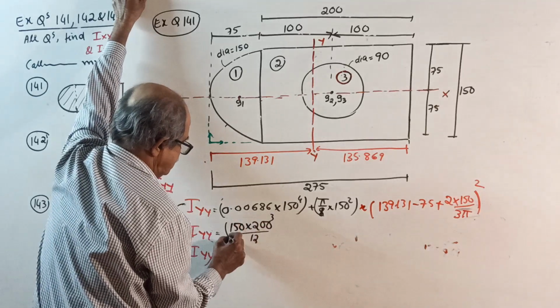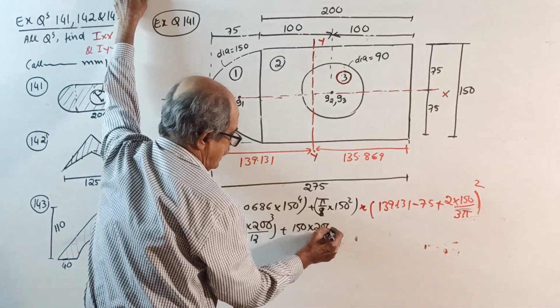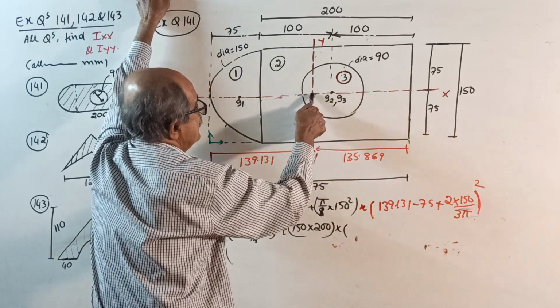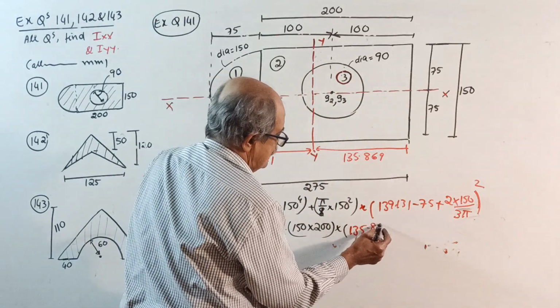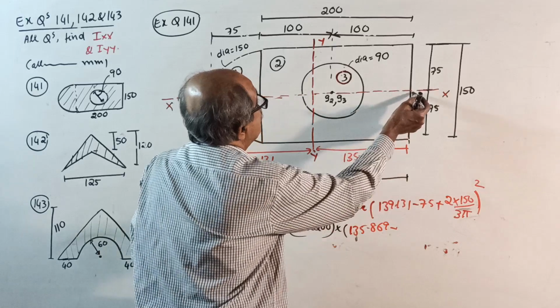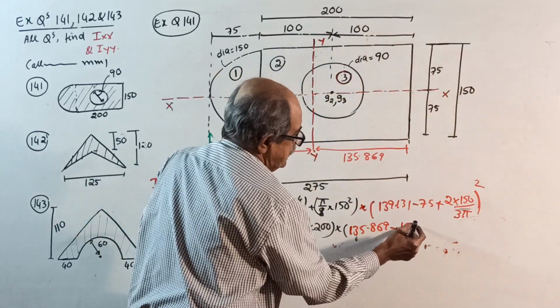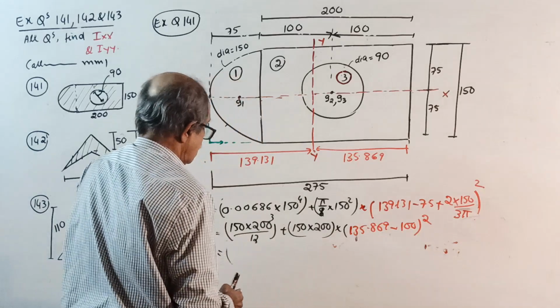Cube by 12 Ig plus area, 150 into 200, is the area into centroid to here. This distance square is 135.869 minus, from here to center is 100. You can see 100 there, so you can write 100 or 200 by 2 whole square.